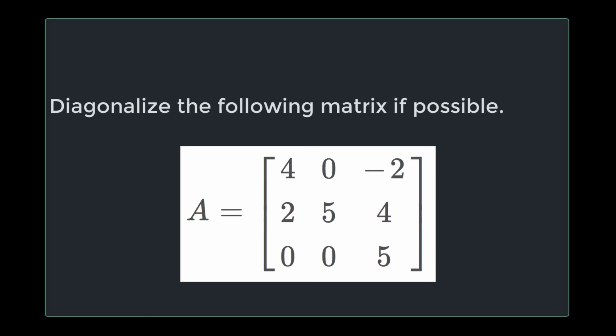The question we're working on today is: diagonalize the following matrix. And the matrix is A equals 4, 2, 0, 0, 5, 0, negative 2, 4, 5.